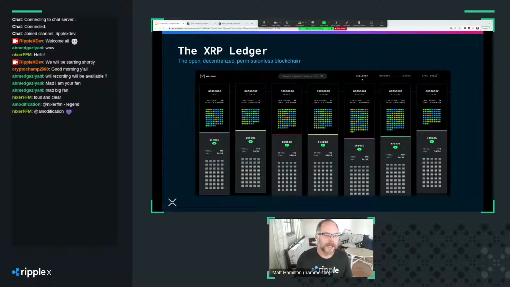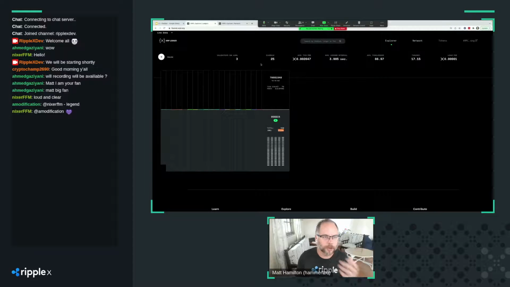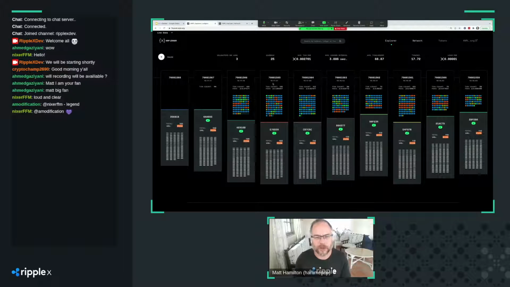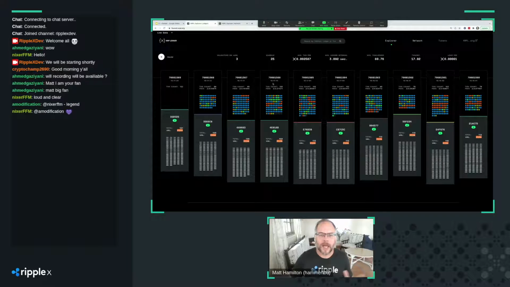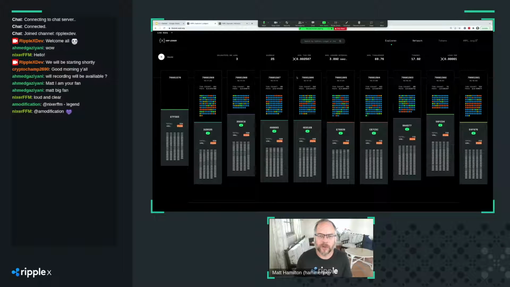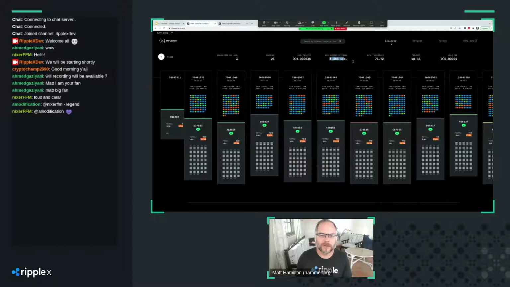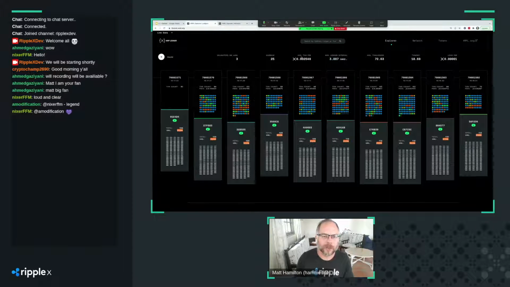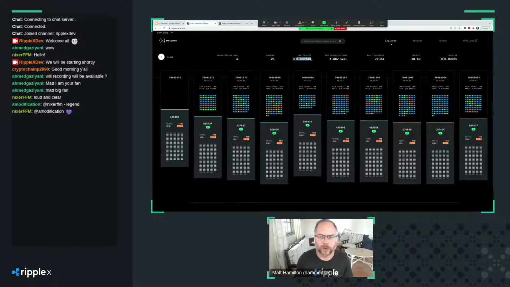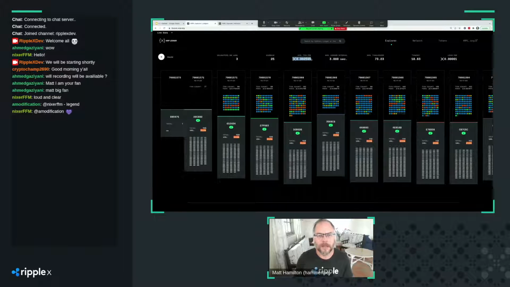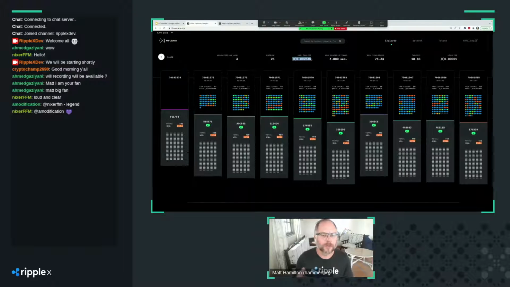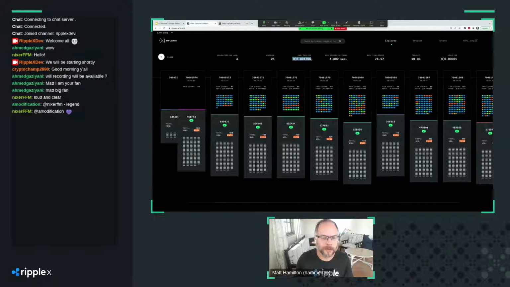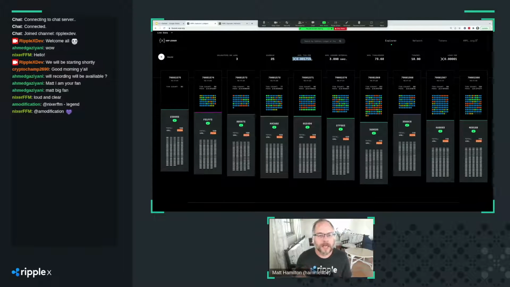So here we go. Like I said, the XRP Ledger is an open, decentralized, permissionless blockchain. I've got a slide here, but I can actually show you a live view of transactions going by. You can see every 3 to 4 seconds, a new block goes by. On average at the moment, it's 3.8 seconds. And the average transaction fee at the moment is 0.002 XRP. That is actually slightly high, to be honest with you. Normally there are a few more zeros at the start of that.